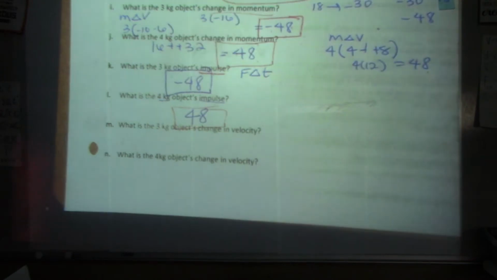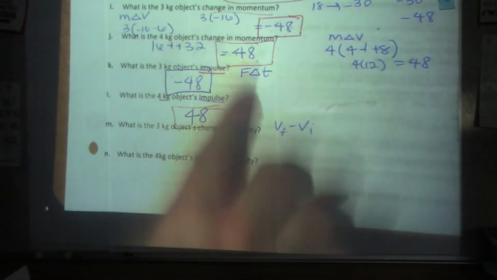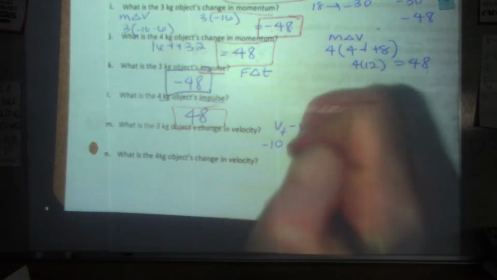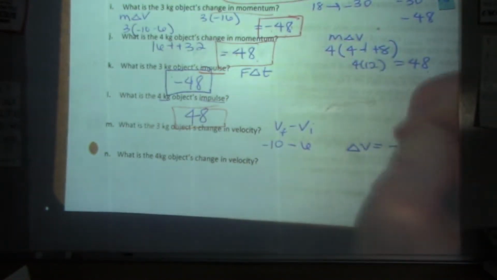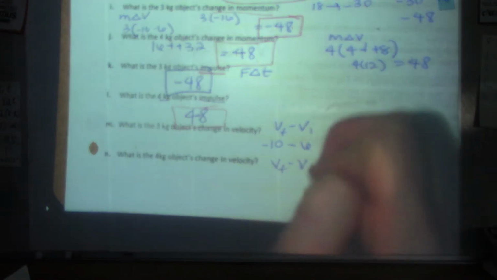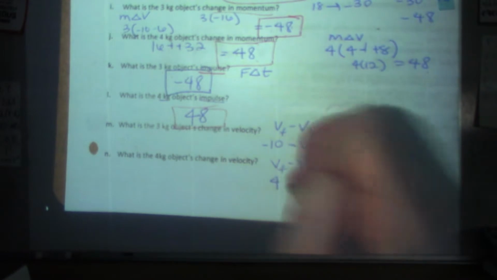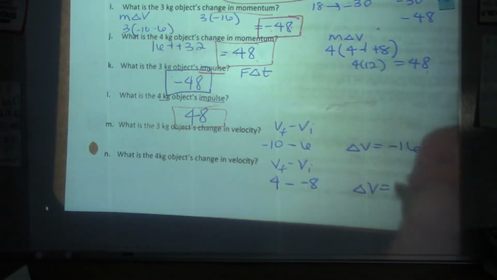And then the change in velocity, well, that's just final minus initial for velocity. The 3 kilogram ended at negative 10, and it started at 6. That's a change of velocity of negative 16. 4 kilogram, still the v final minus the initial, ended at 4 meters per second, and it started at negative 8. So that becomes a change of velocity of 12.